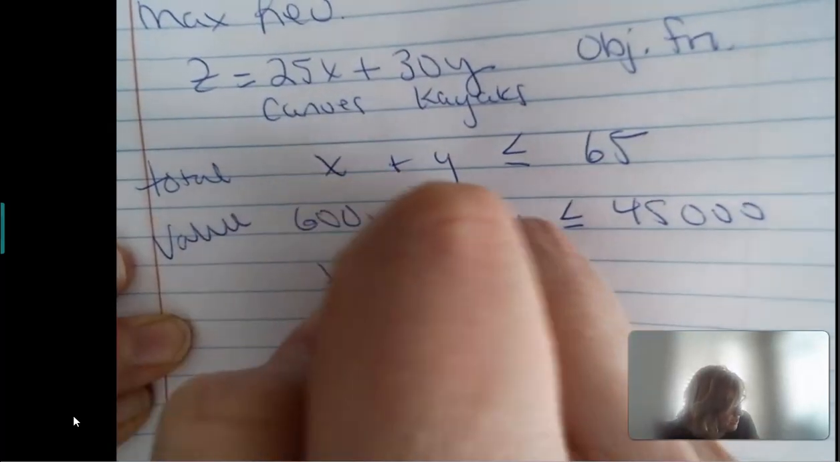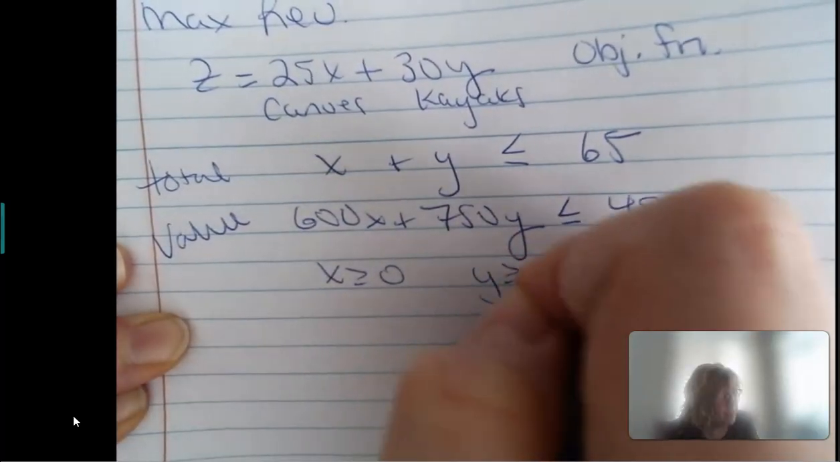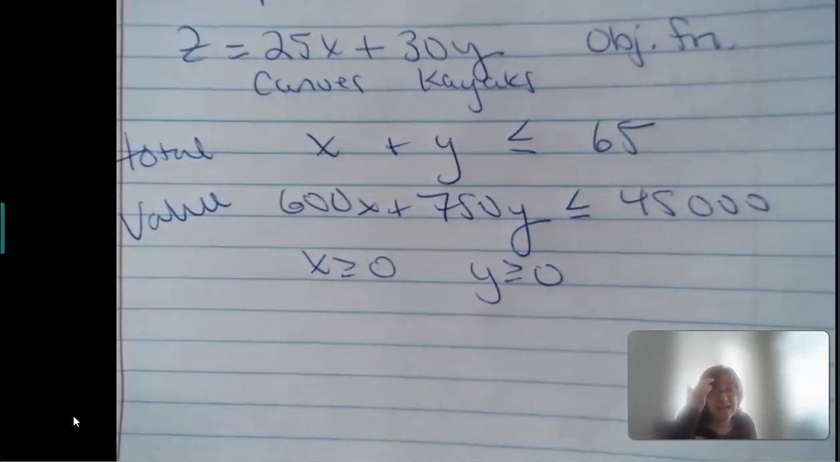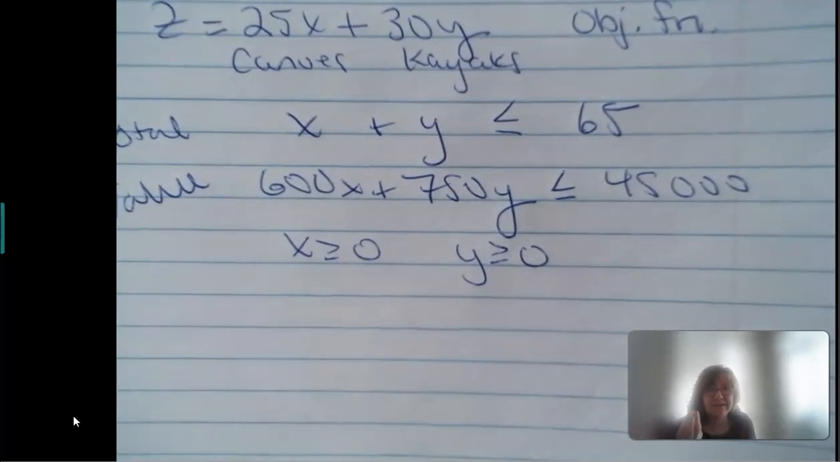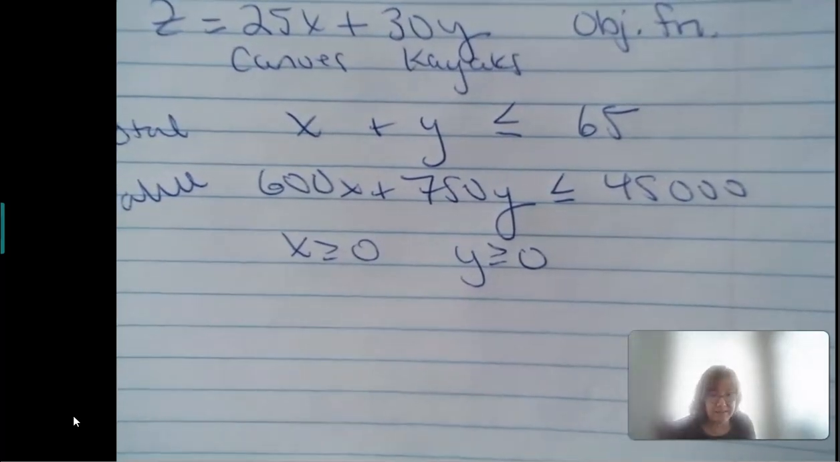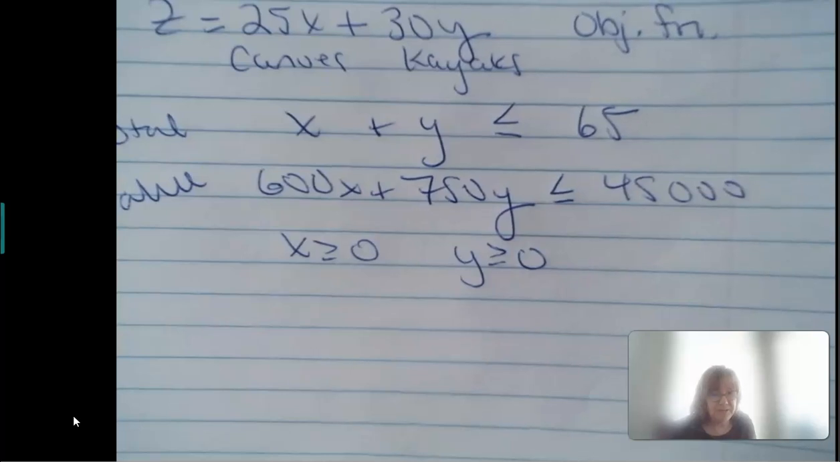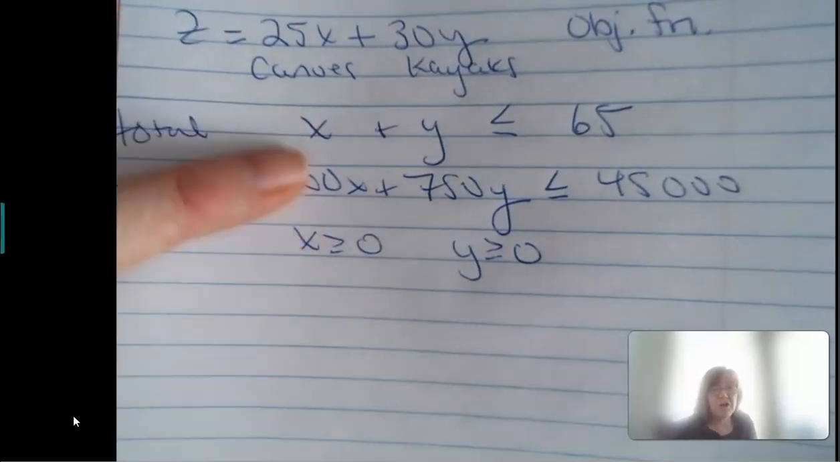X has to be greater than or equal to 0. Y has to be greater than or equal to 0, because you can't have negative boats, negative kayaks, or canoes. That doesn't make sense. Okay, so don't forget those. These are called our constraints.